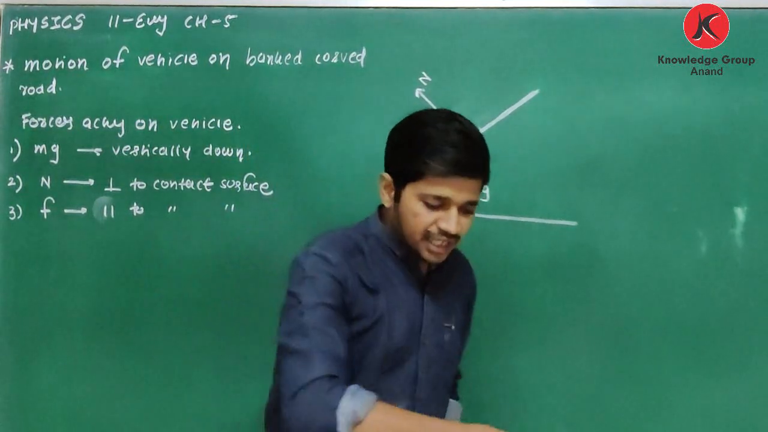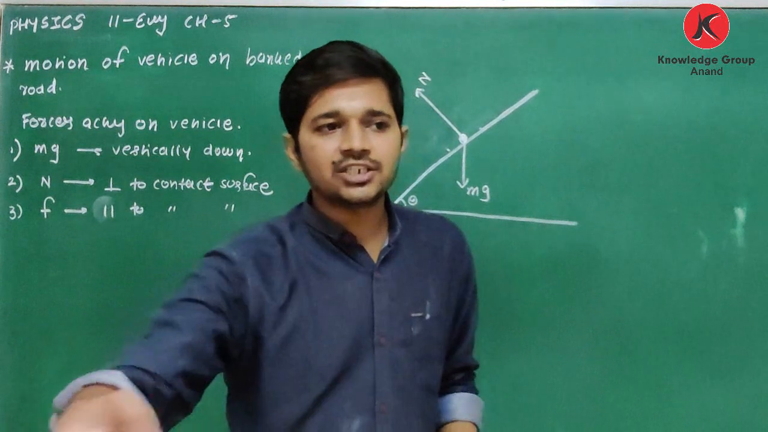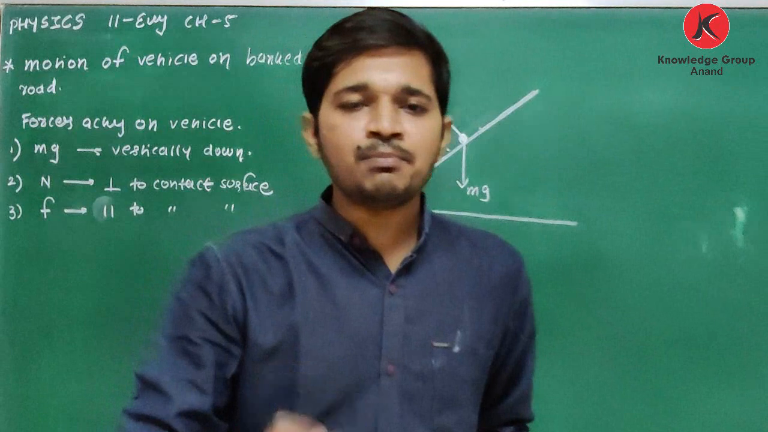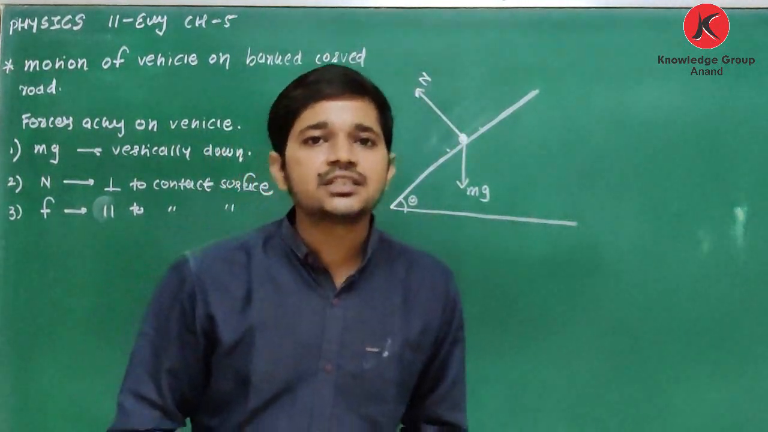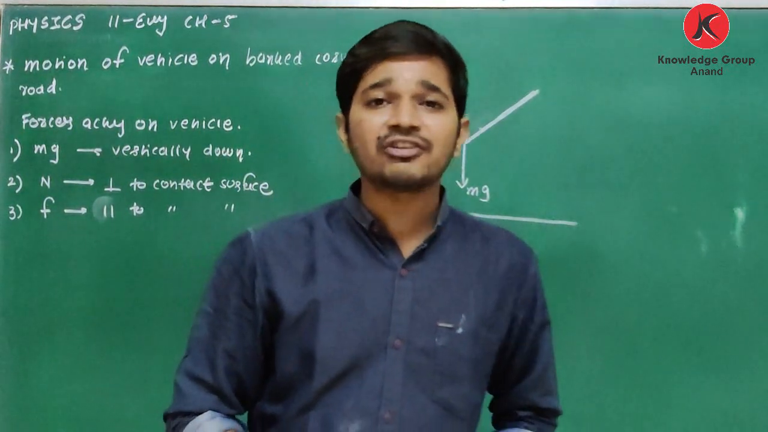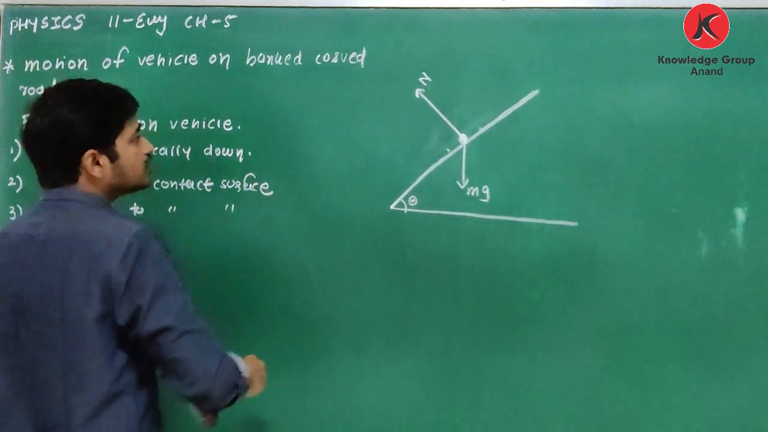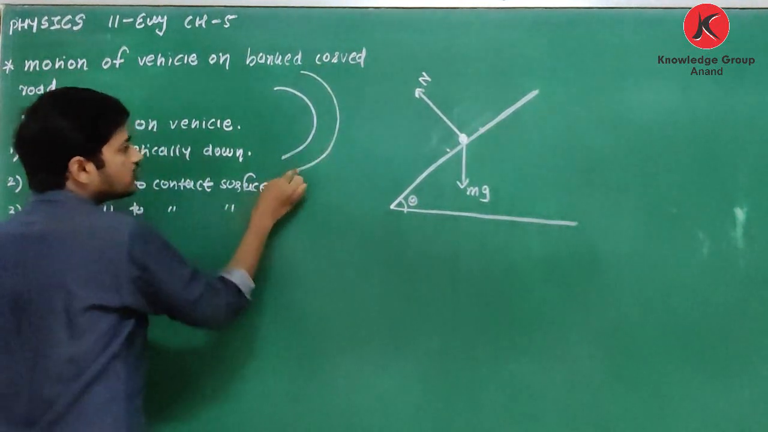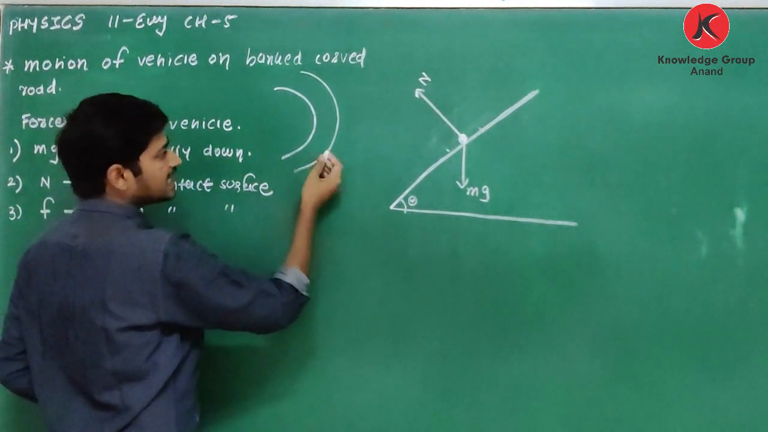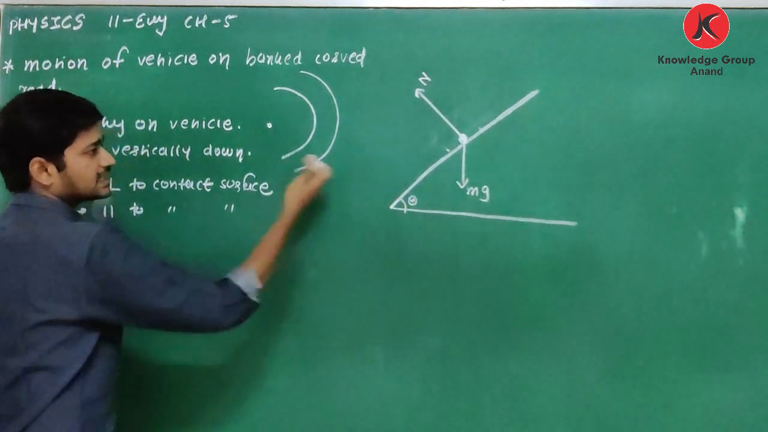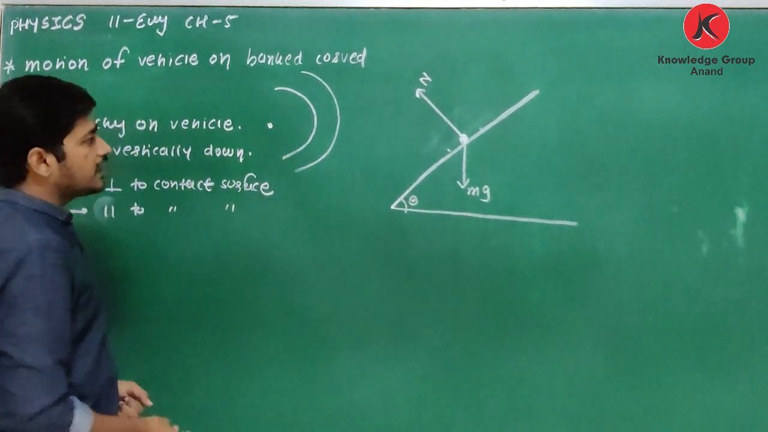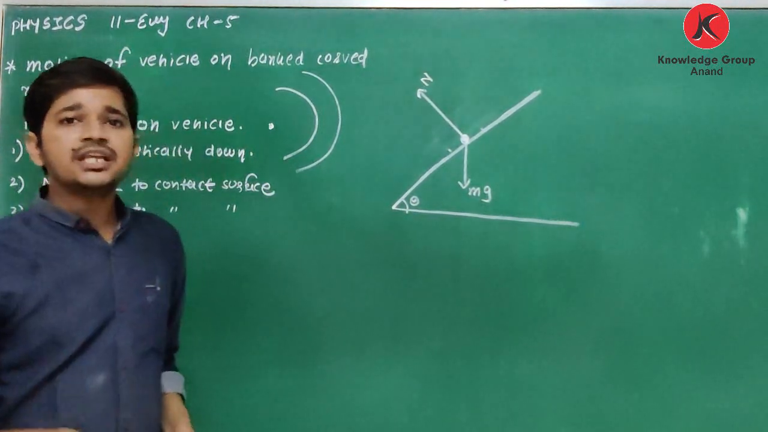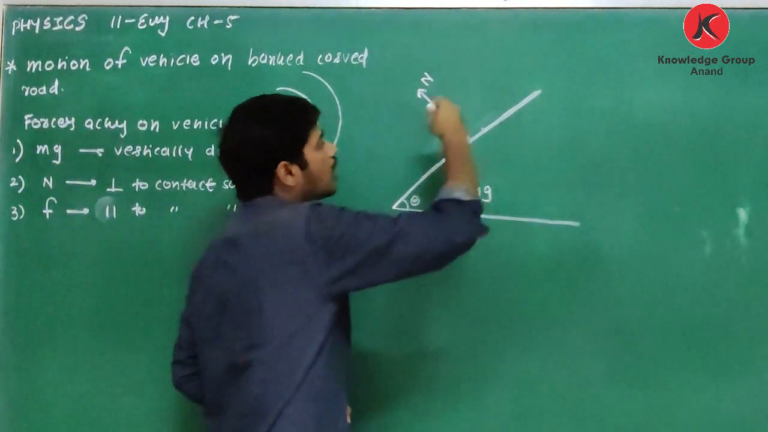Yes, if you are taking turn, means you are moving on circular path, in which direction is its impending motion? Outside the road, means in opposite direction of its center. See, this road is actually like this. Okay, so its center is towards this point. Clear about this? So impending motion of vehicle is outward.